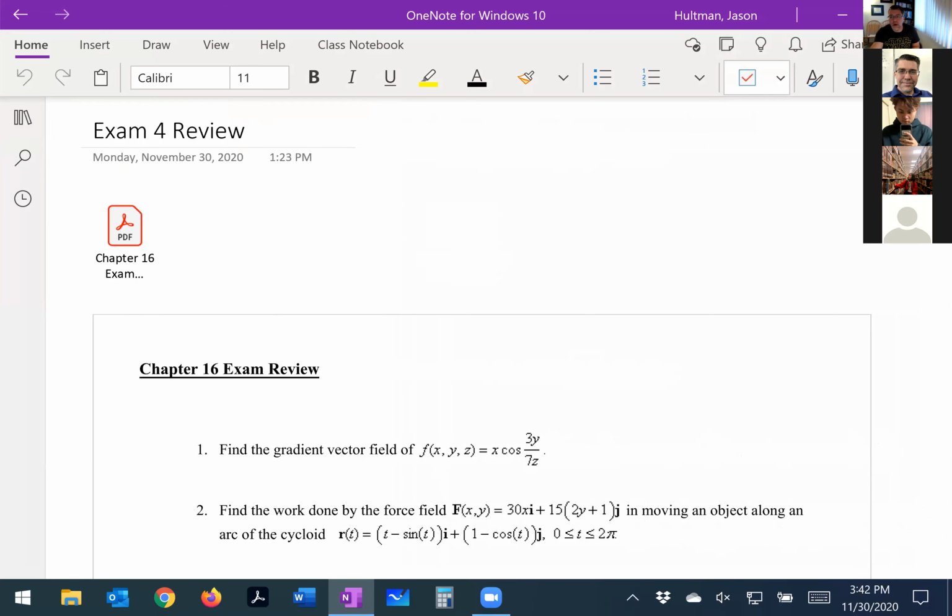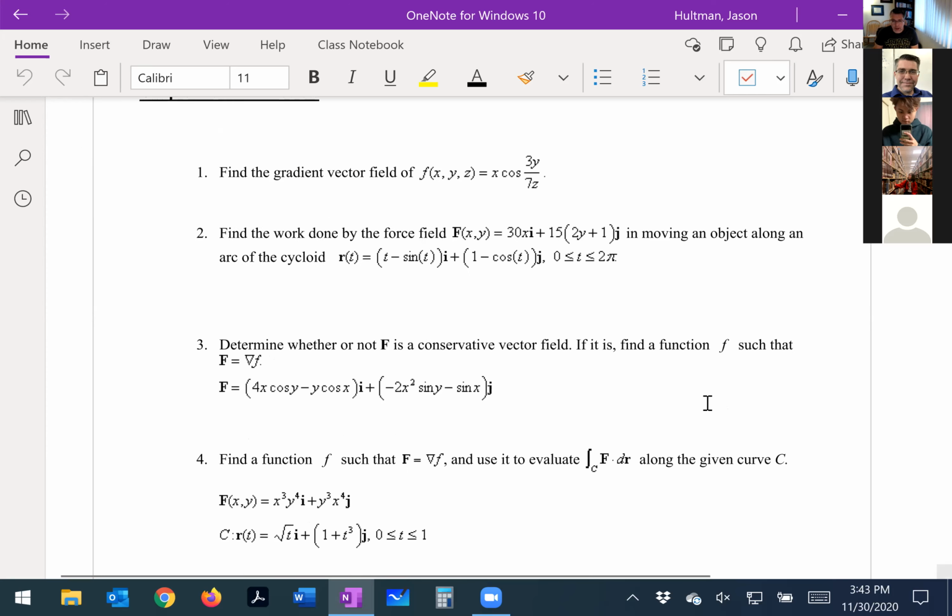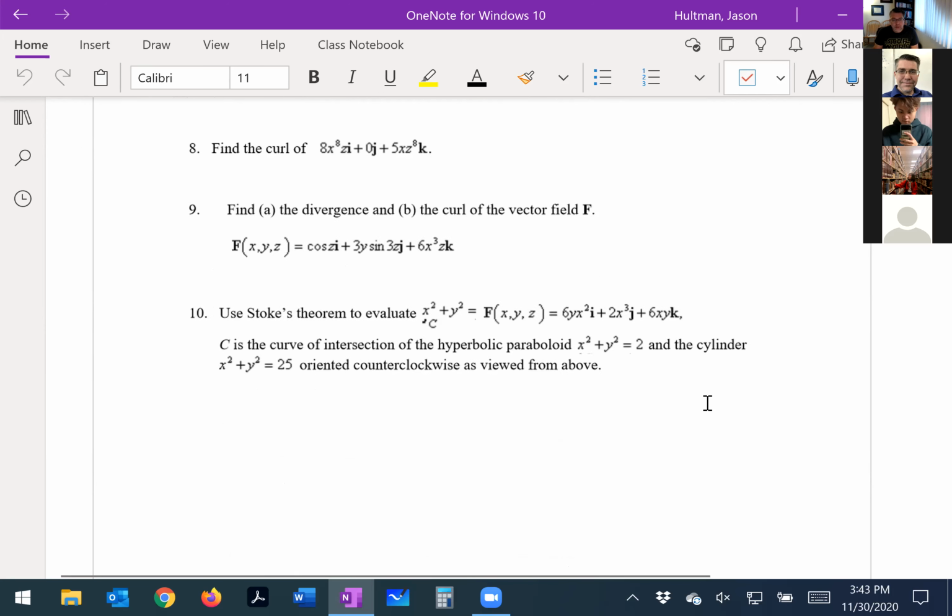Okay, so I'll open it up to questions on the review. If there's any of these you'd like to go over, let me know. Nine, okay. Let's look at number 9 here. It says find the divergence and curl of the vector field.